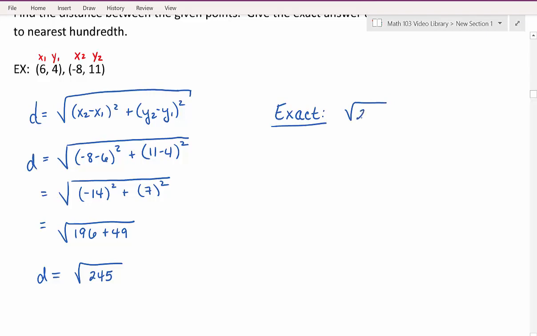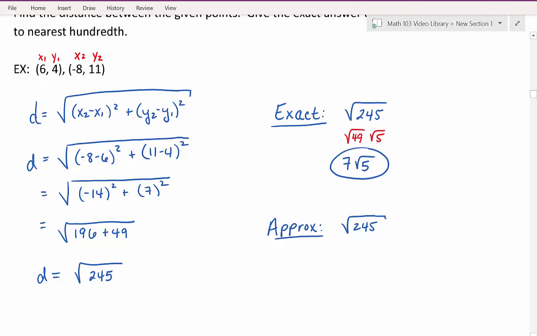We'll look for the largest perfect square that's a factor of 245. 49 goes in 5 times. This simplifies to be 7 square root of 5, and that's our exact answer. To find the approximate answer, we'll just take the square root of 245 and put it in our calculator, and then round to the nearest hundredth. We end up with 15.65.